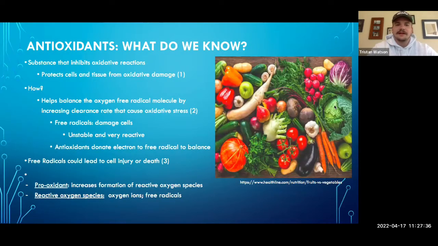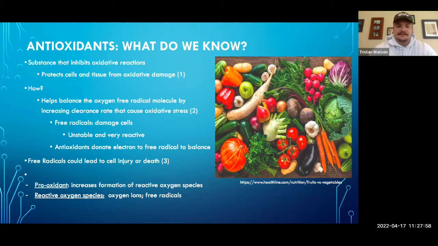So our first slide here, we're going to talk about antioxidants and what they do. An antioxidant is a substance that inhibits oxidative reactions, and it protects the cells and tissues from oxidative damage. Antioxidants are just going to be vitamins and supplements that we can take in through supplements, or we could take in through food, and they protect cells and tissues from oxidative damage.